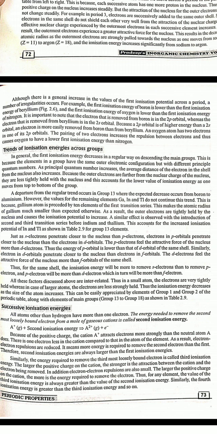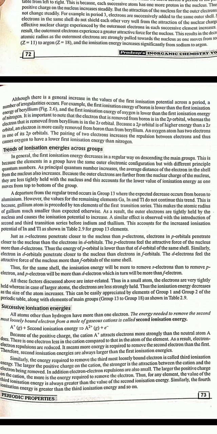An oxygen atom has two electrons in one of the 2p orbitals. The pairing of two electrons increases the repulsion between electrons and thus causes oxygen to have a lower first ionization energy than nitrogen. Trend of ionization energy across a group.